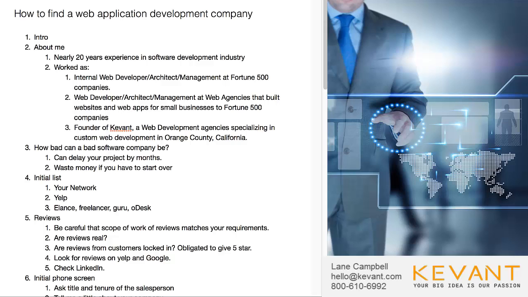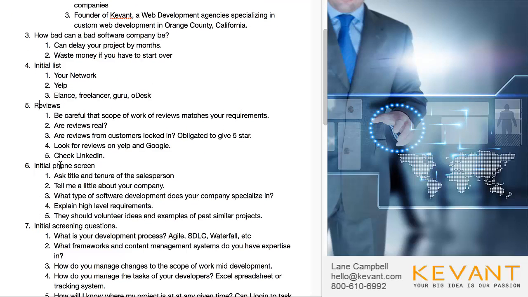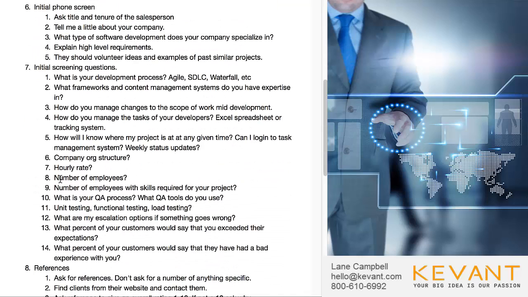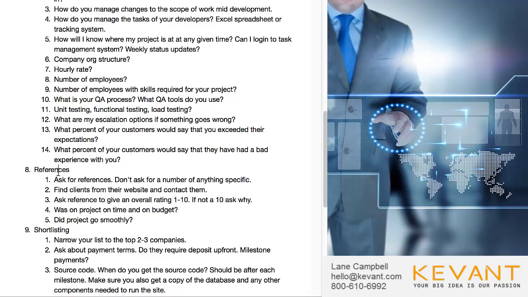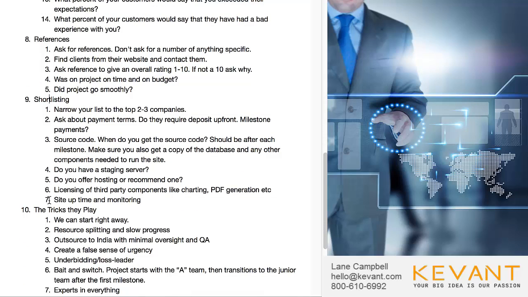Regardless of who you are, I think some of the tips that will be covered in this video would be helpful. Some of the things we're going to be covering are the ramifications of how bad a bad software company can be, how to find an initial list of software companies, how to look up the reviews of software companies that may be on your list, some tips in terms of doing the initial phone screen, as well as some initial screening questions that are important. We're going to be talking about references on those companies and how to go through that process. And then we'll get down into shortlisting, and then we'll talk about some of the tricks that unfortunately are pretty prevalent in the software development industry, at least things that you should be made aware of.